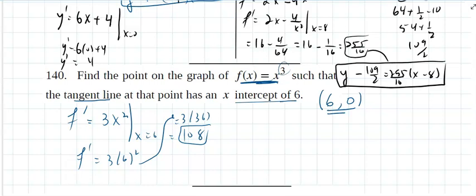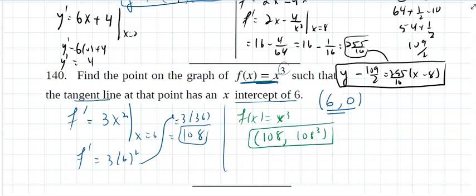So find the point on the graph of y equals x cubed. The point will be 108 and 108 cubed. That's the point on the graph where the tangent line has an x-intercept of 6, 0.